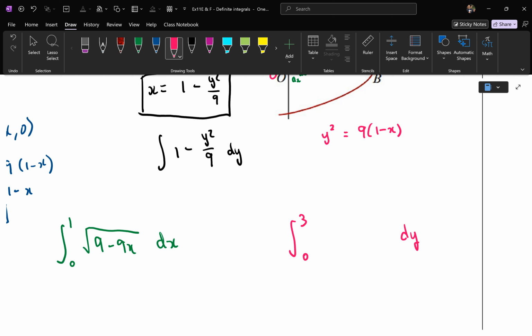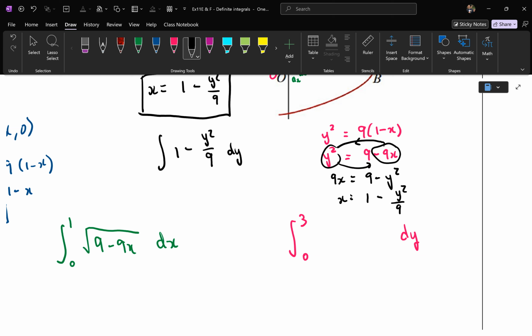So if you want it in terms of y, you have to write x as the subject. So here, if I expand the brackets, that becomes 9 minus 9x. And you can see, isolating to get the x by itself, I can add 9x on both sides, subtract y squared on both sides, and I get 9 minus y squared. Divide both sides by 9. So all I did was I just moved this across and I moved this across. Okay? And then divide both sides by 9, you get 1 minus y squared on 9. So this is now your x equation in terms of y.